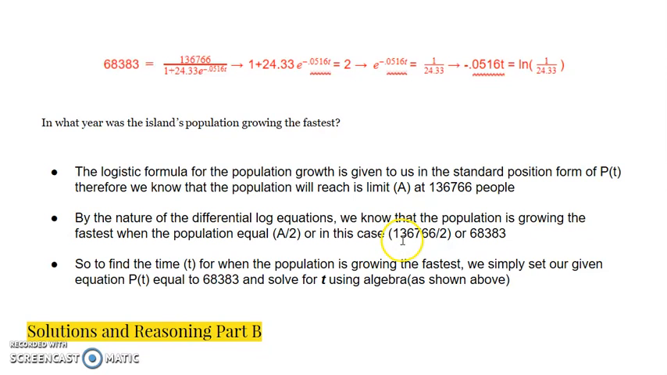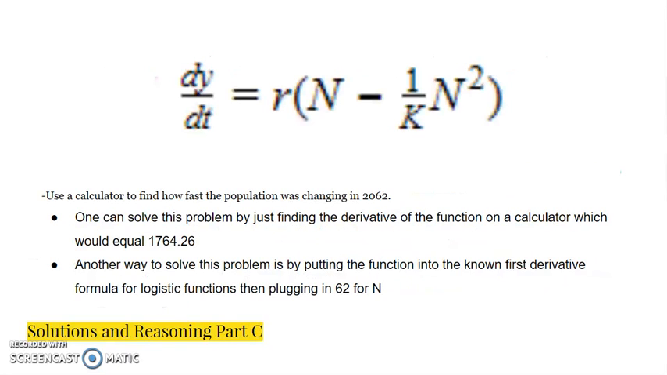And in this case, 1367.66 over 2, or 683.83, is when the population is at 68,383 population, the function will be growing the fastest. And now that we know this, we can simply set 68,383 equal to our given equation and use algebra to solve for t, as shown right here. And we will see that at natural log of 1 over 24.33 is when the population is growing the fastest.